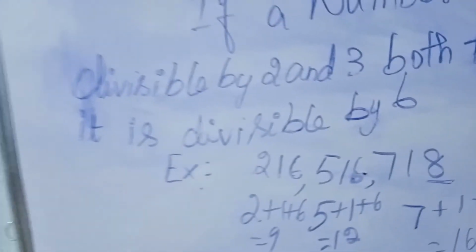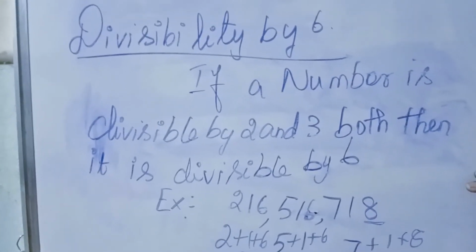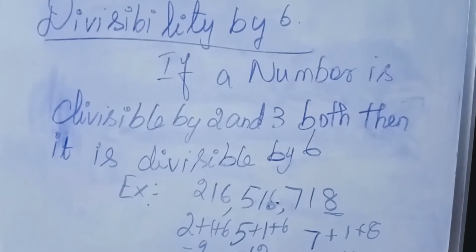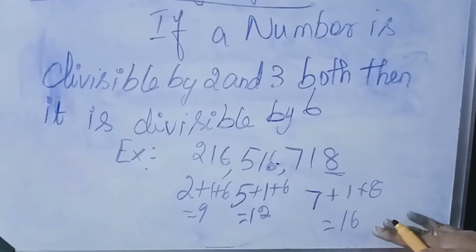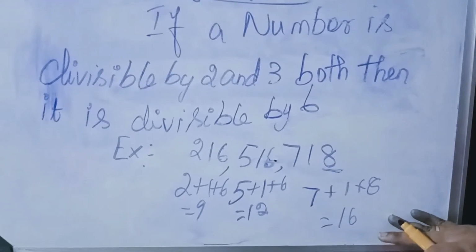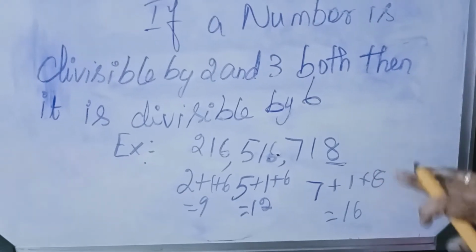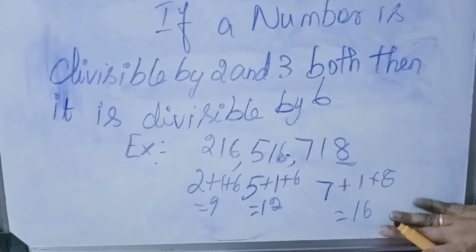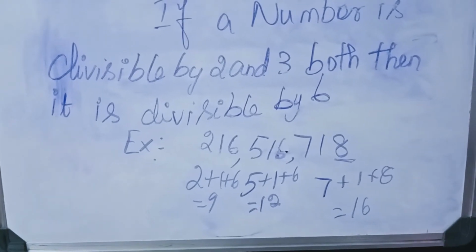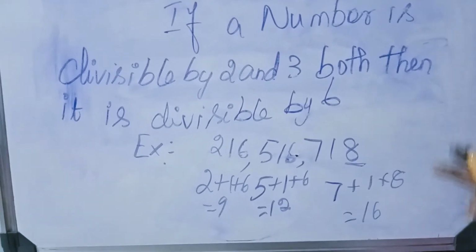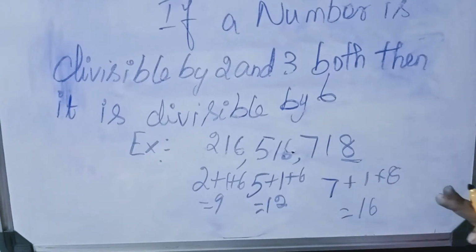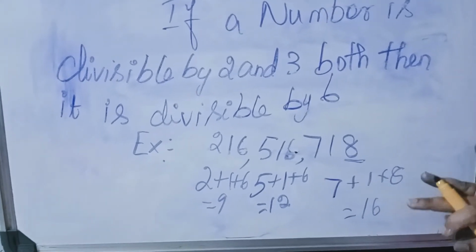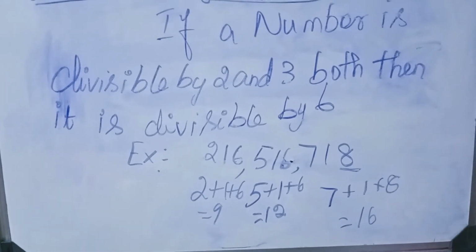So 718 is not divisible by 6. Why? Because it is divisible by 2, but it is not divisible by 3. So the number should be divisible by both 2 and 3. Then only we can say it is divisible by 6. Okay.